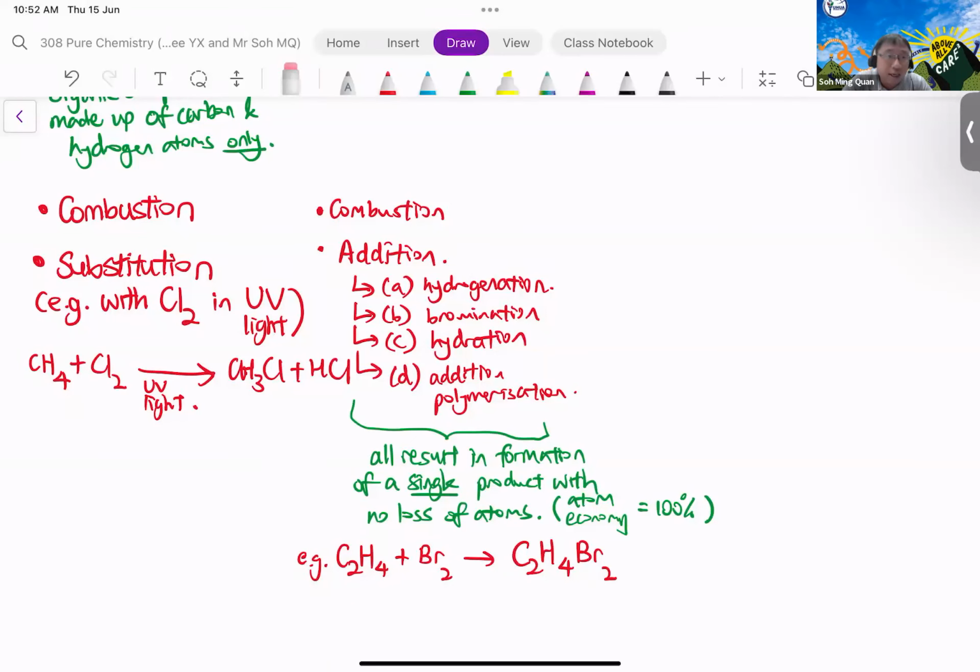Now, learning the addition reactions is important, but equally important is learning the conditions for the addition reaction to take place. And the conditions are not the same. For hydrogenation, what you need is you need a specific temperature and you need a specific catalyst.